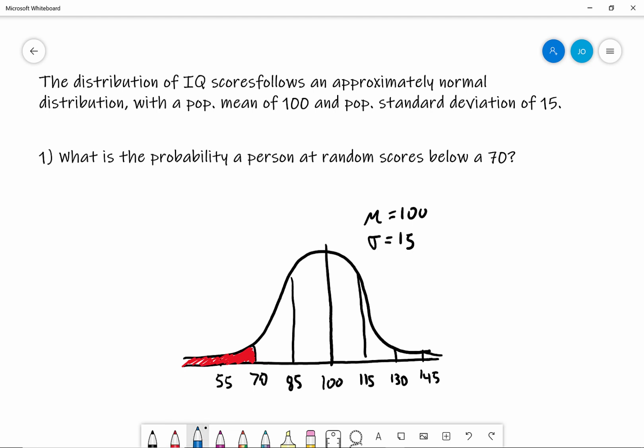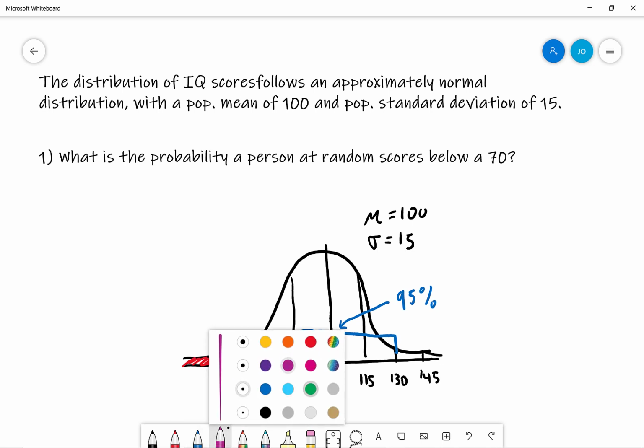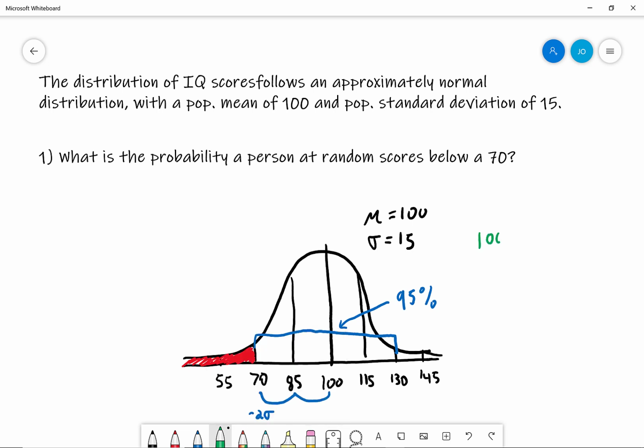What we know is the value of 70 is 2 standard deviations below the mean. And if we remember, within 2 standard deviations is 95% of your observations. Now, there's 100% in total, so someone has to score something. That means we're left with 5%. But that 5% is included in this half of the graph and this half of the graph. We only want this half.